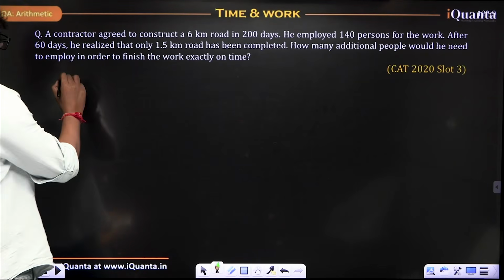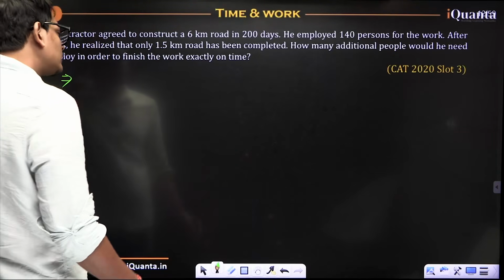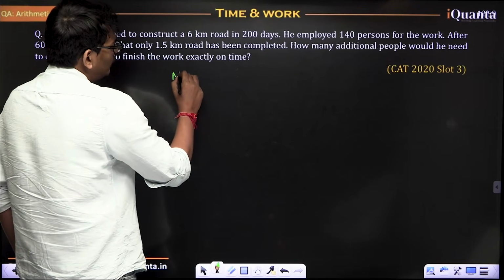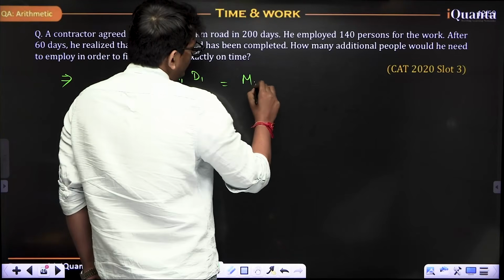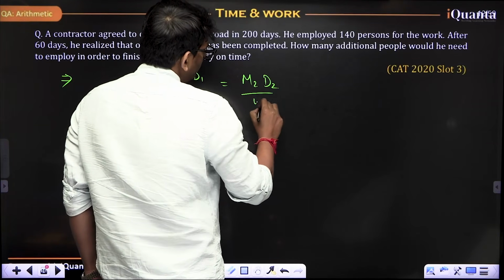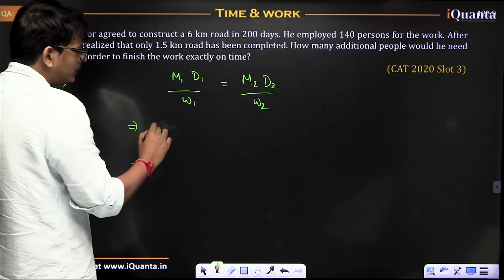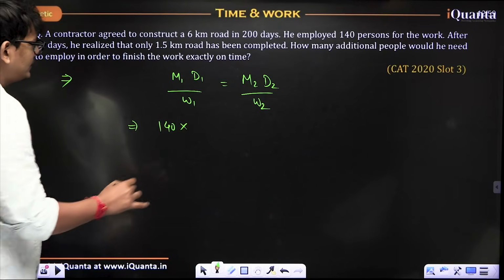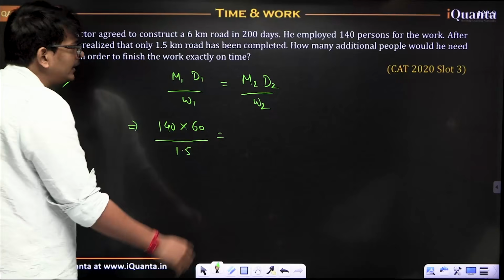Next. A contractor agreed to construct a 6-kilometer road in 200 days. So this question is based on contractor problem, and the concept used will be M1 D1 upon W1 is equal to M2 D2 upon W2. Now let's find out the value of M1. 140 persons started working, right? They worked for 60 days and only 1.5 kilometer work has been completed.